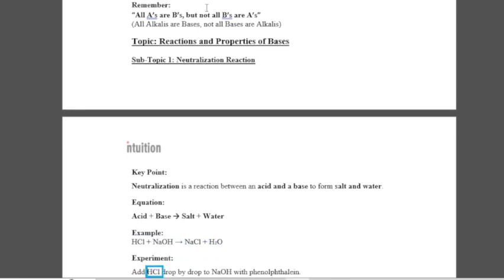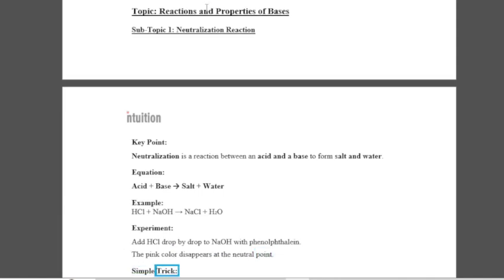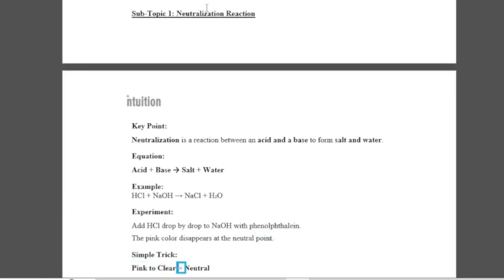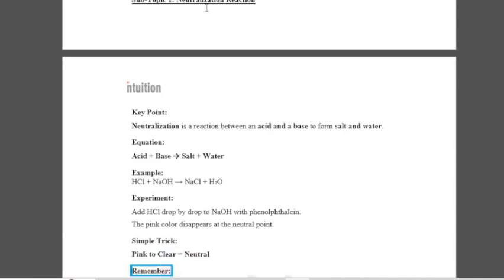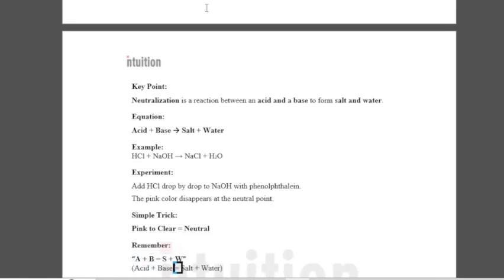Experiment: add HCl drop by drop to NaOH with phenolphthalein. The pink color disappears at the neutral point. Simple trick: pink to clear is equal to neutral. Remember, A plus B is equal to S plus W: acid plus base is equal to salt plus water.